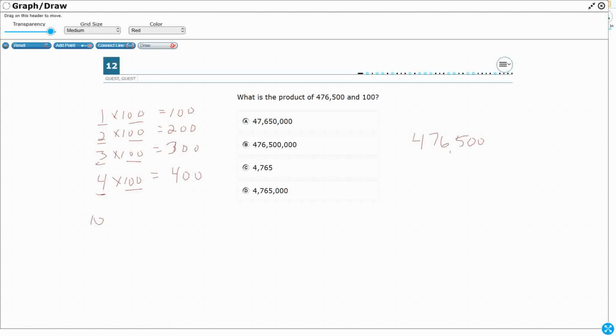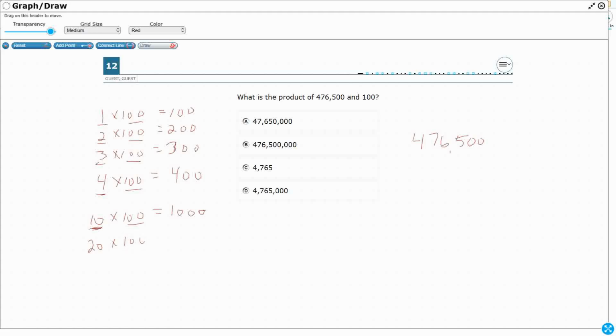And then 10 times 100, 10 hundreds: 100, 200, 300, 400, 500, 600, 700, 800, 900, 1000. It's going to follow that same pattern. You take your 10, the number you're multiplying by, and you add 2 zeros. So when we're multiplying by 100, we are literally adding 2 zeros.